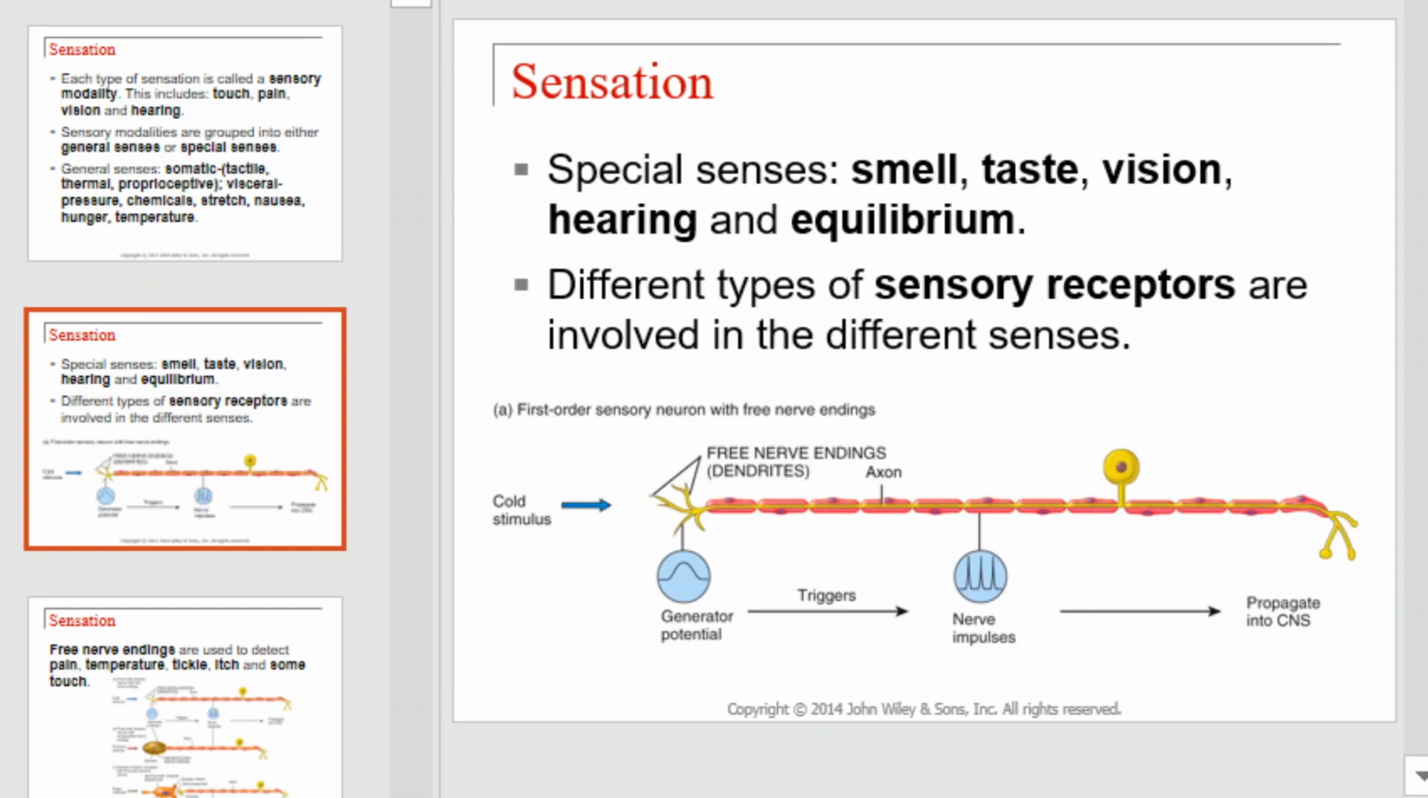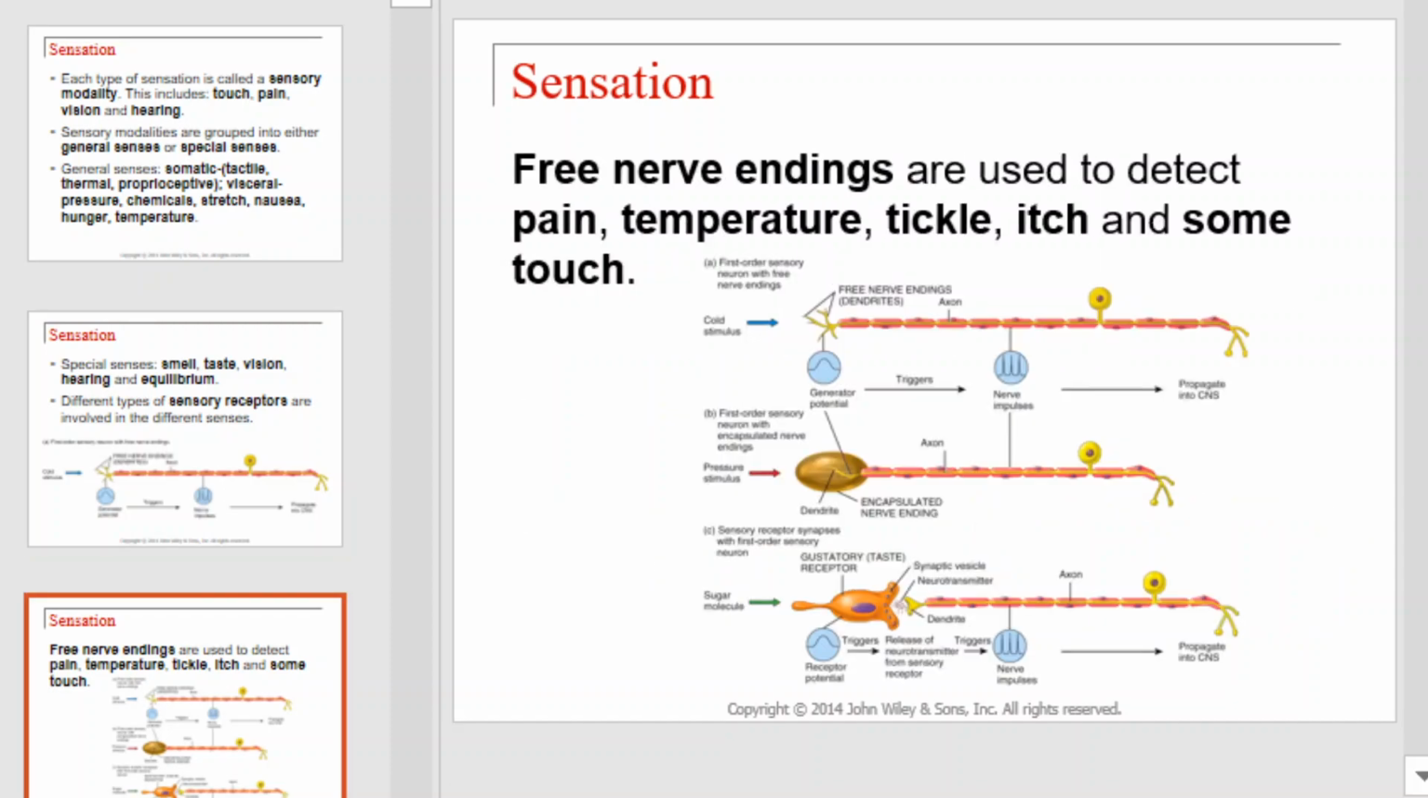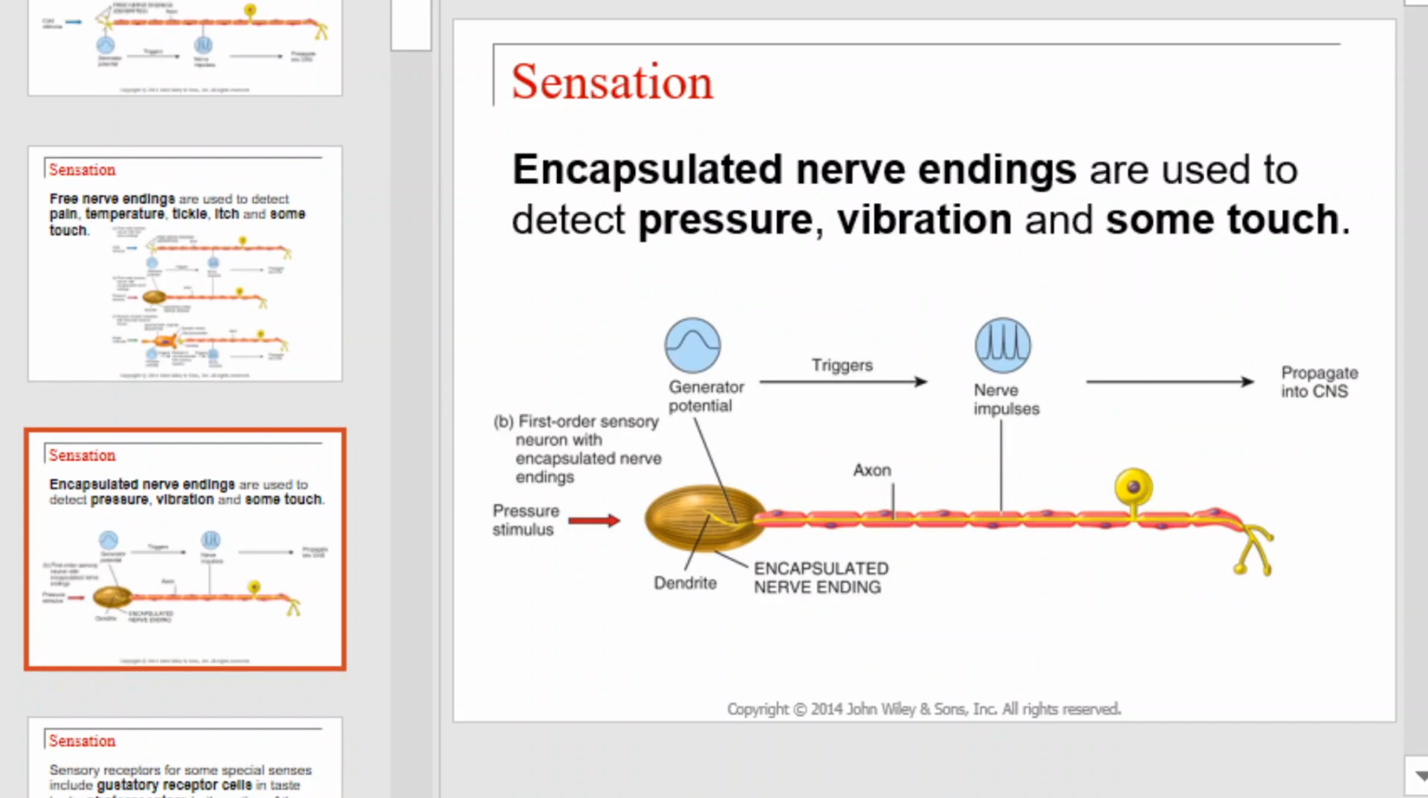Different types of sensory receptors are involved in different senses. This is a picture of a first-order sensory neuron with free nerve endings. Free nerve endings are often used to detect pain, temperature, tickle, itch, and some touch. This is an illustration of a first-order neuron with encapsulated nerve endings. Encapsulated nerve endings are used to detect pressure, vibration, and again, touch.